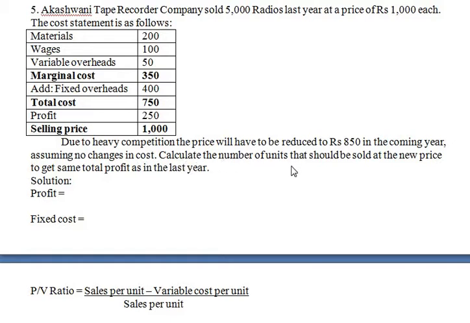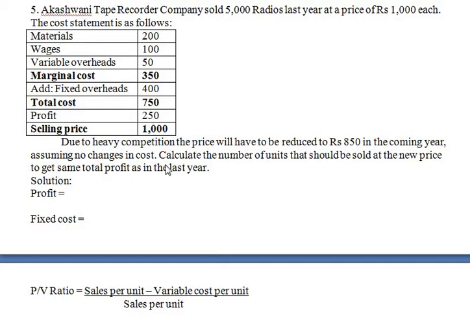Calculate the number of units that should be sold at the new price to get the same total profit as in the last year. Now here, whatever information they have given, this is per unit information. Akashvani tape recorder company is selling 5,000 radios, and the selling price is 1,000. Profit is 250 per radio.